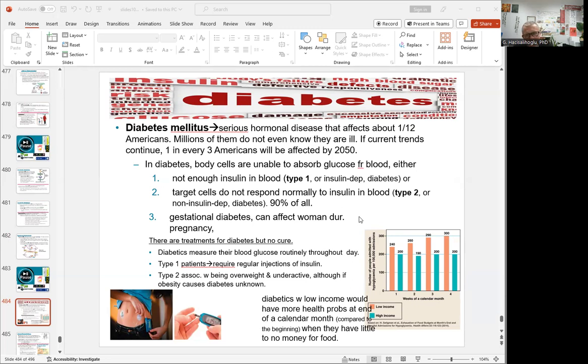Type 1 is where there is not enough insulin in the blood, so it is insulin dependent diabetes. Type 2 is where there is some insulin, but it doesn't work, maybe because of other reasons, so the cells cannot take it up because of insulin resistance. Okay, and there might also be gestational diabetes in women.